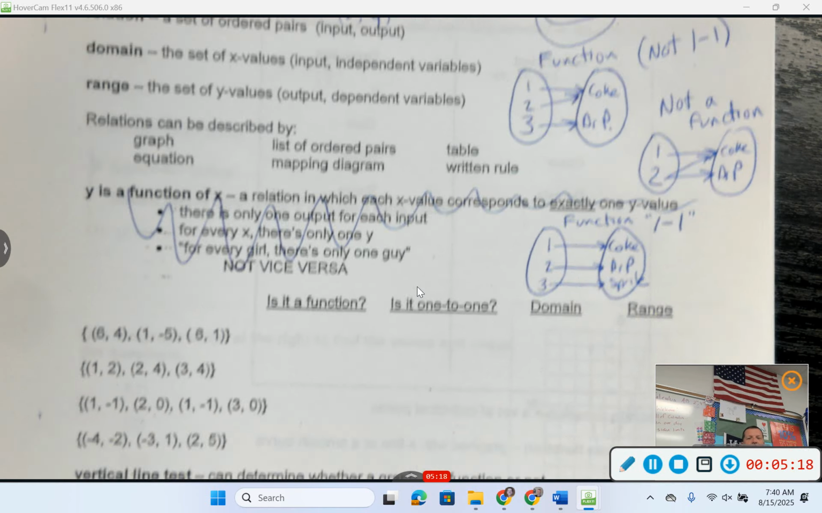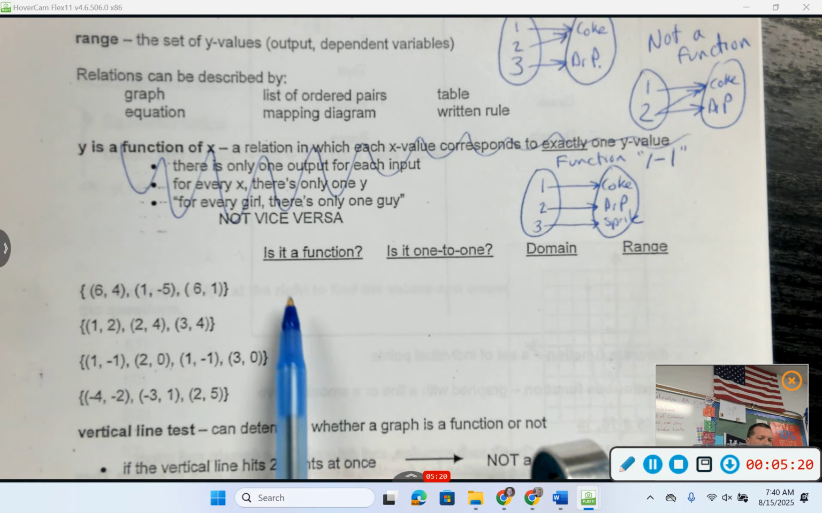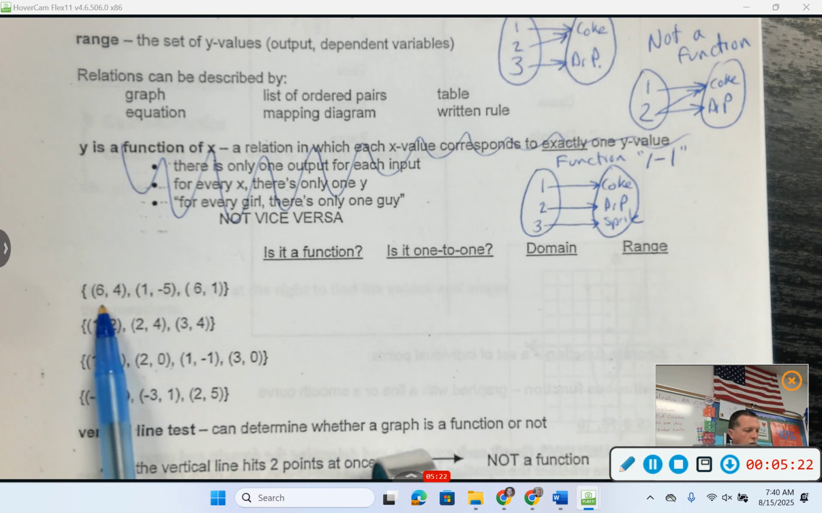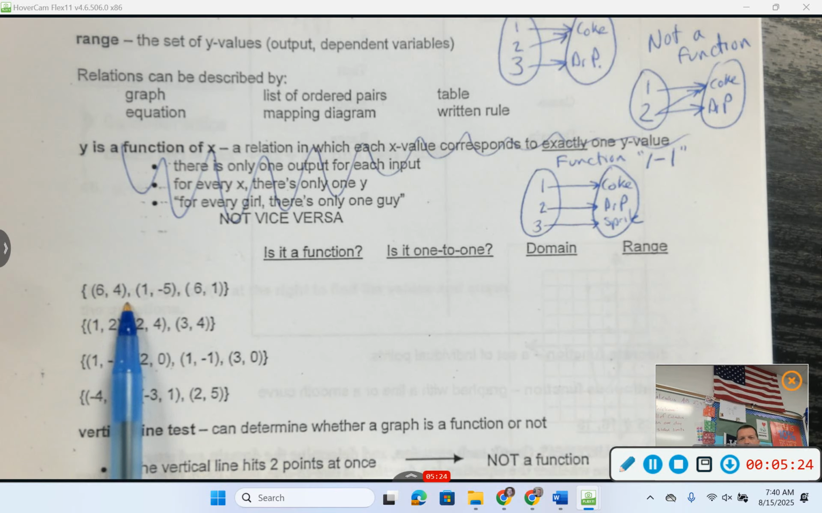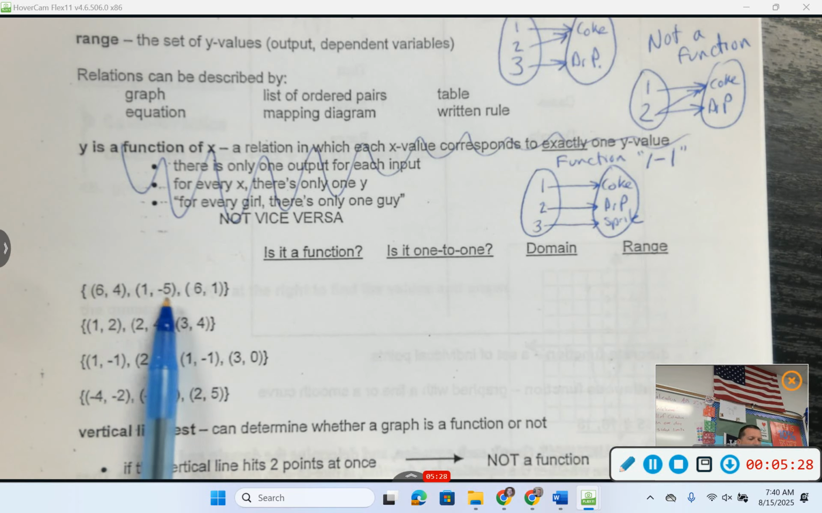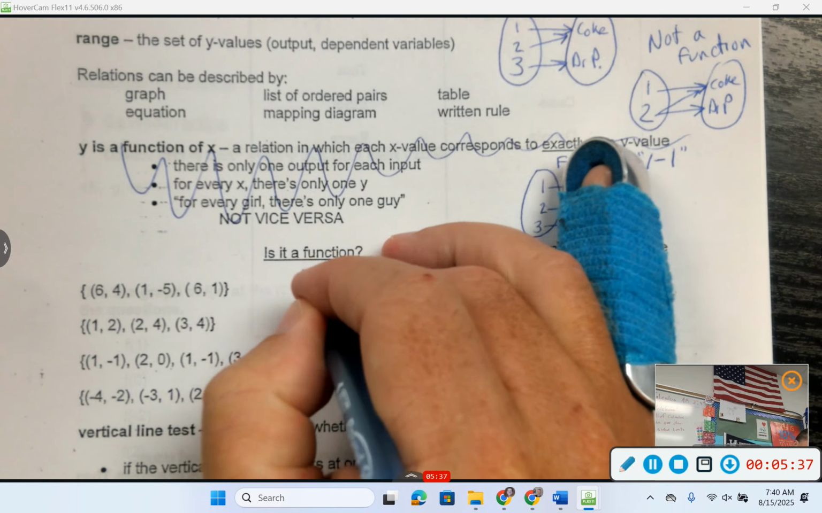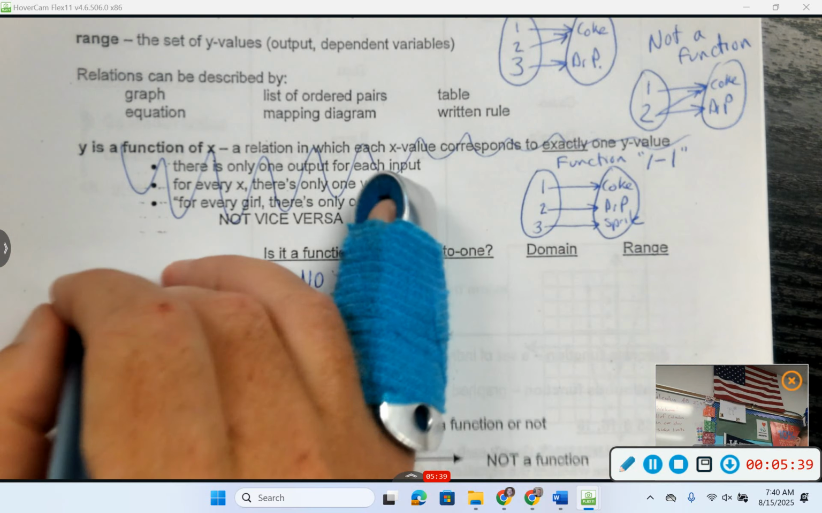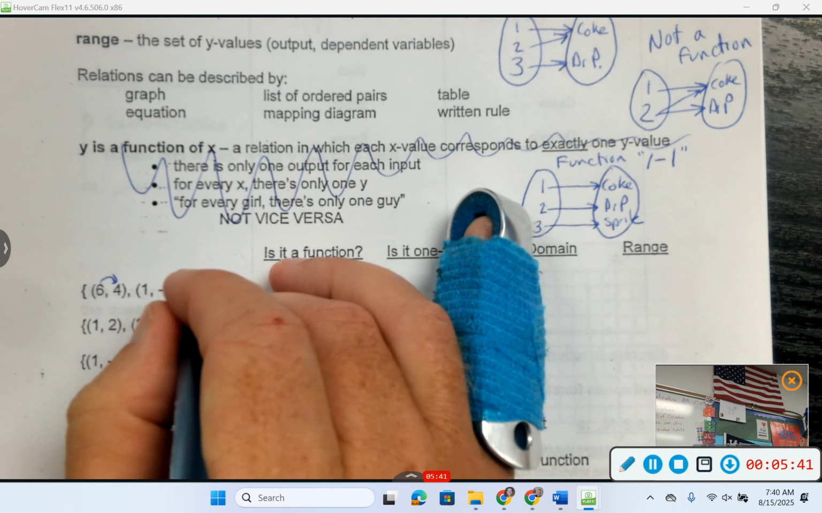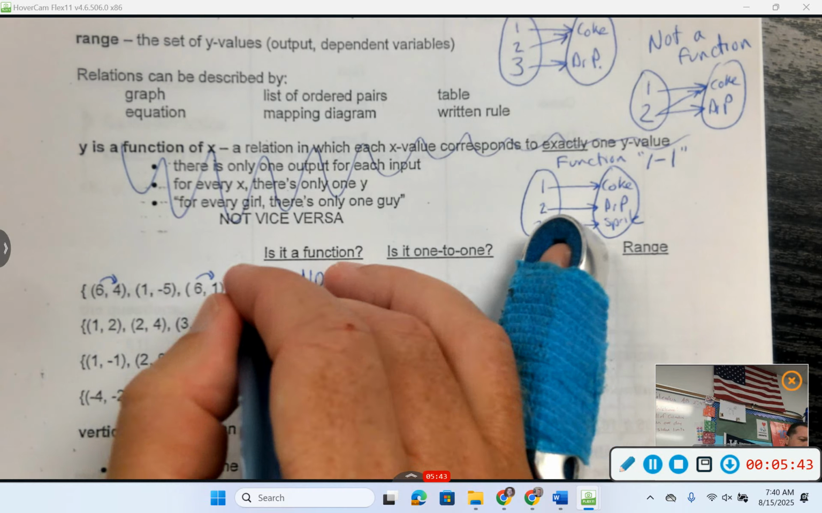So let's see if we can extend that to ordered pairs here. So 6 is the input, 4 is the output. So if we push button 6, we get a 4 out. If we push button 1, we get a -5 out. And if we push button 6, we get a 1 out. Is that a function? No. Why not? Yeah, we got 6 going to 4 and 6 going to 1. That's not a function.